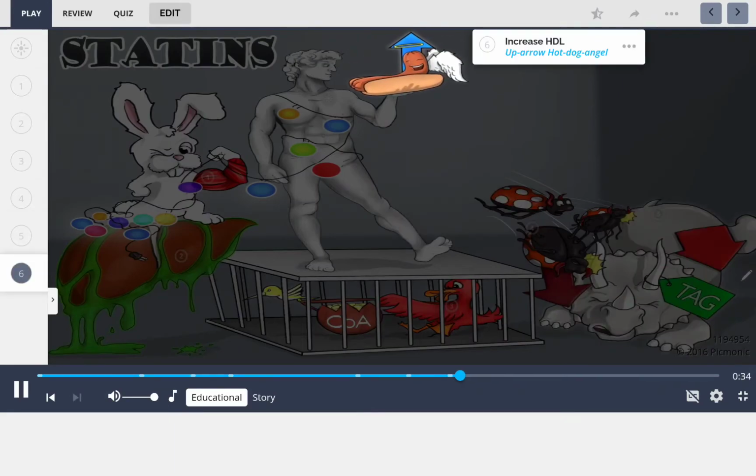Statins also increase the good cholesterol HDL, portrayed as the hot dog angel with an up arrow on the top of the image. These effects can help prevent atherosclerosis and conditions like stroke or heart attack.